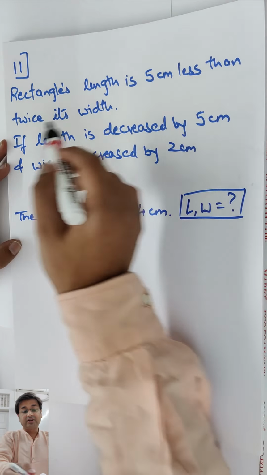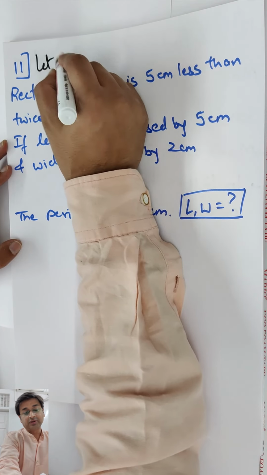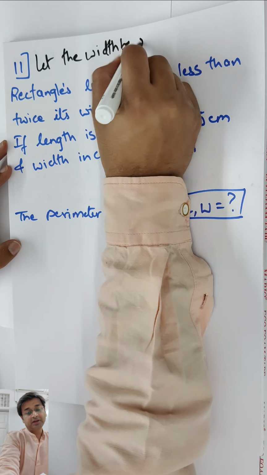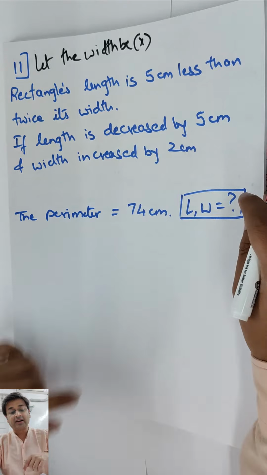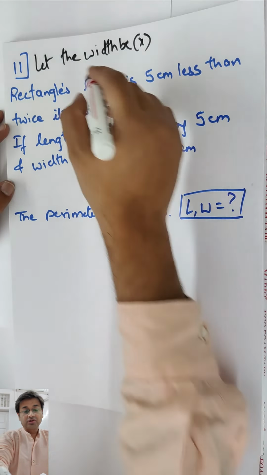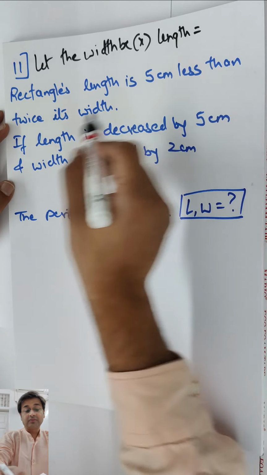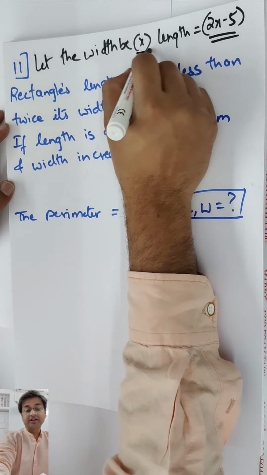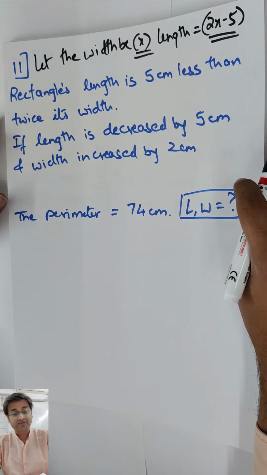Rectangle's length is 5 centimeter less than twice its width. So obviously width is going to be the smaller one. So we'll say let the width be x. Now rectangle's length is 5 centimeter less than twice the width. So if width is x, length will be 5 less than twice the width. So 2x minus 5. Are you getting this? So if this is x, this is going to be double and then minus 5.